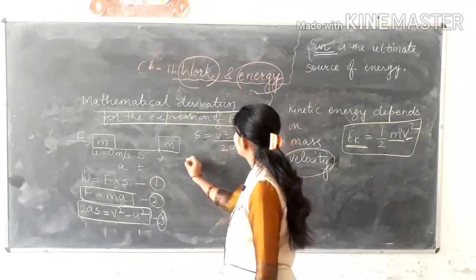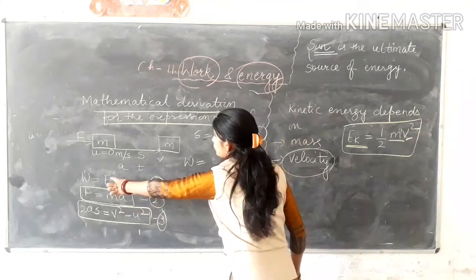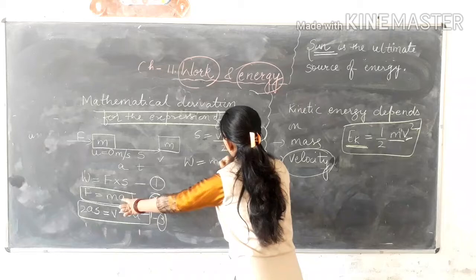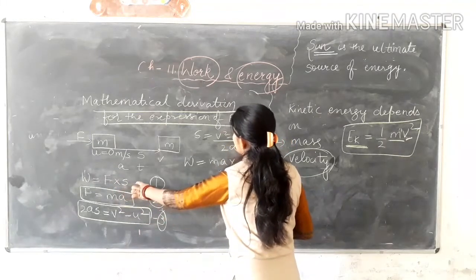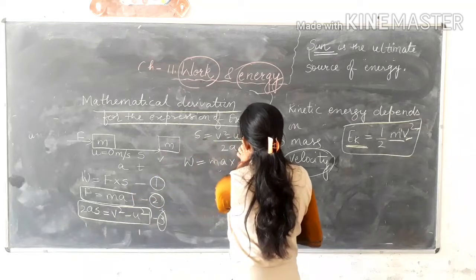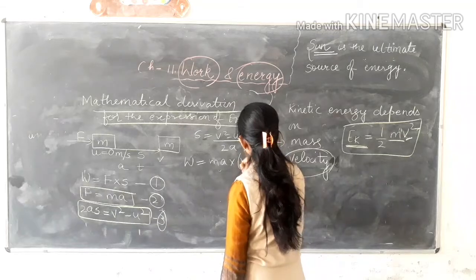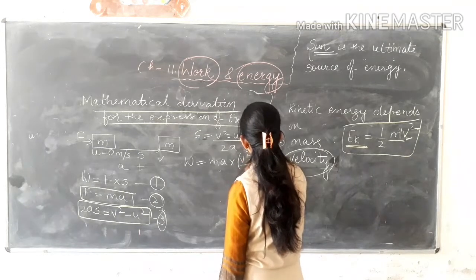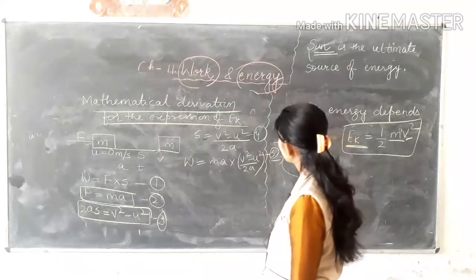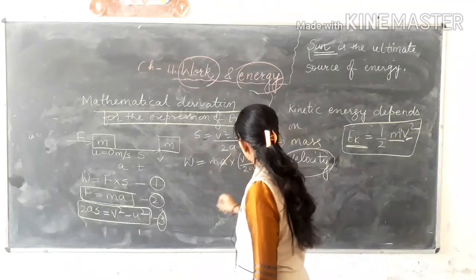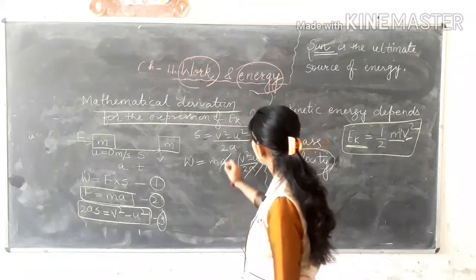Now we have to put the values of f and s from steps 2 and 4 in the first step. Then we will have w is equal to, in place of f, put the value of f, that is m into a from the second step, into s, put the value of s from the fourth step, that is v square minus u square upon 2a. This is the fifth step. Divide a by a, we will get 1.